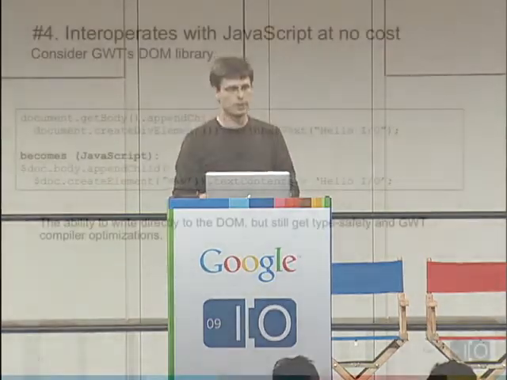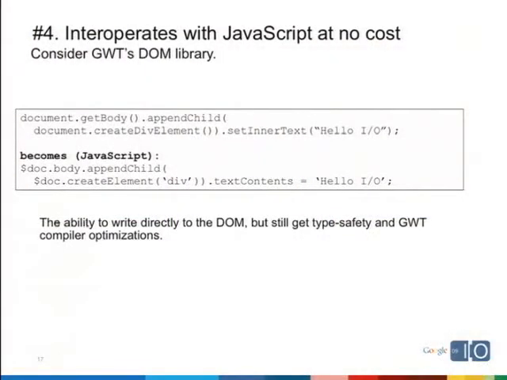Okay, the fourth thing is that GWT interoperates with JavaScript at no cost. The classic example of this is our DOM library. We did have a lot of people who wanted to write in Java, but what they really wanted to do is they understood the DOM, they knew how to write against all the existing DOM APIs. They really just wanted a way to use both of them together.